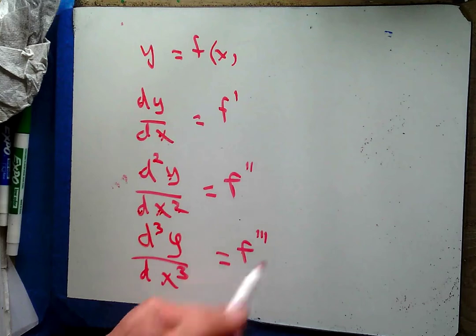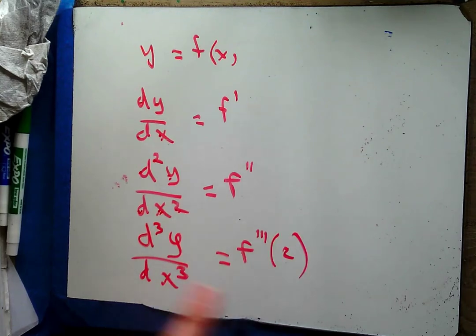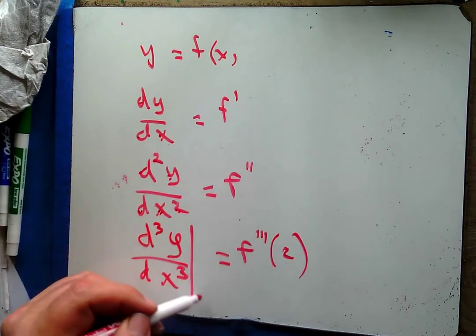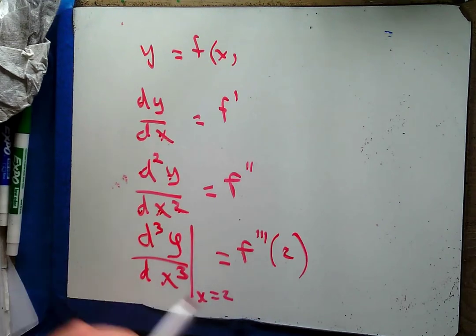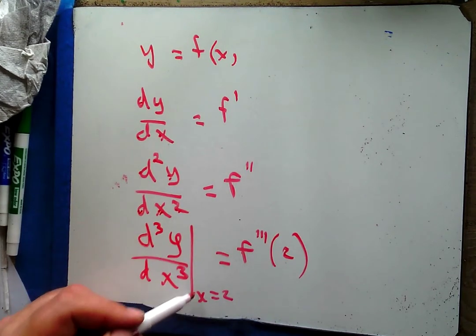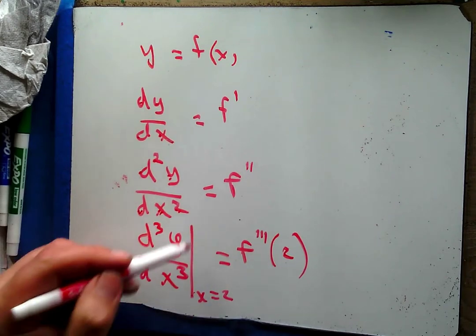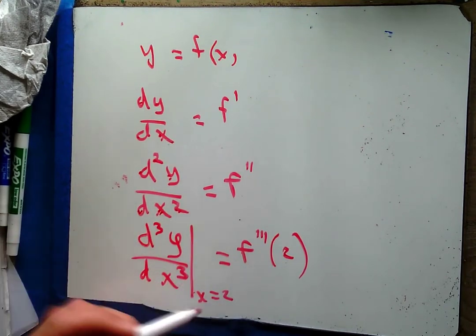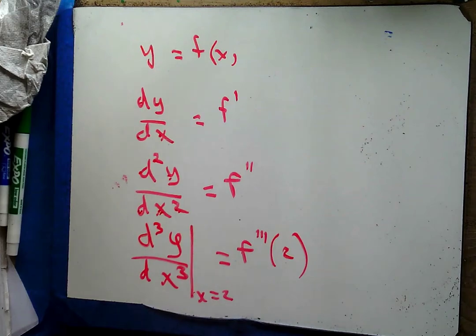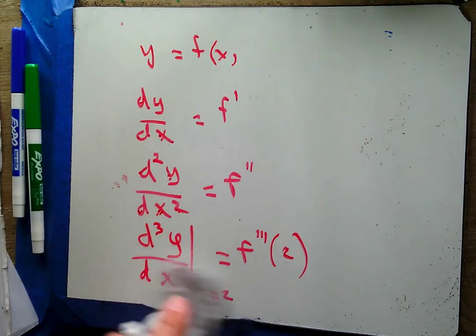And if I want to say this over here, I say x equals 2. This means evaluate the third derivative when x equals 2. Okay? Evaluate the third derivative at x equals 2. You should be comfortable with these. They're synonyms. You need to be comfortable with all the representations.